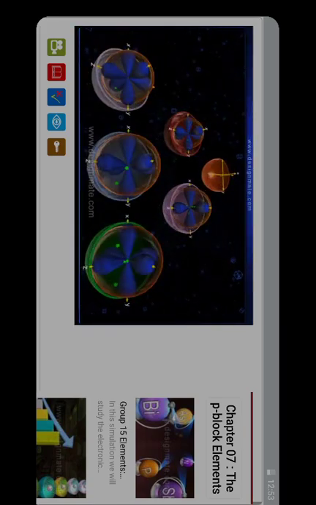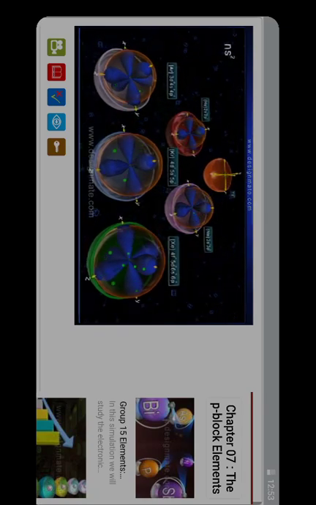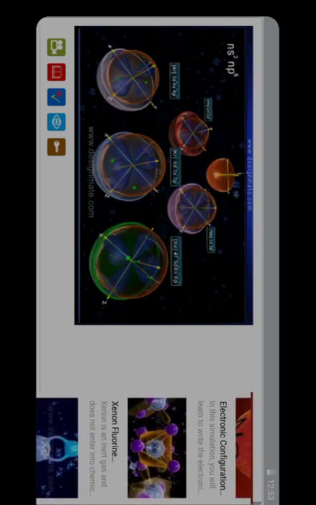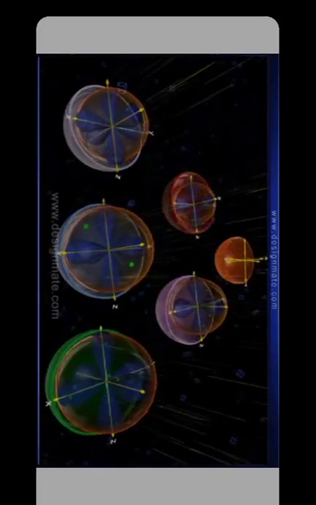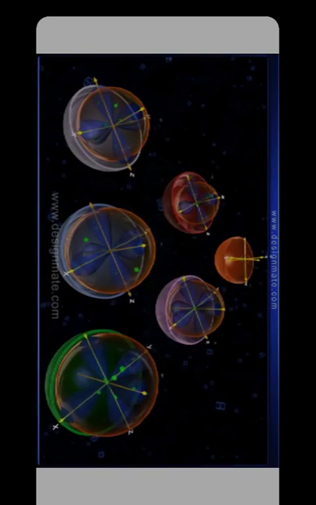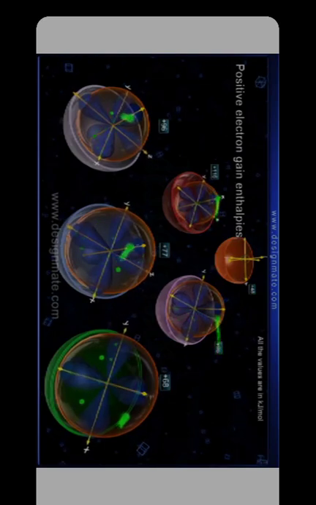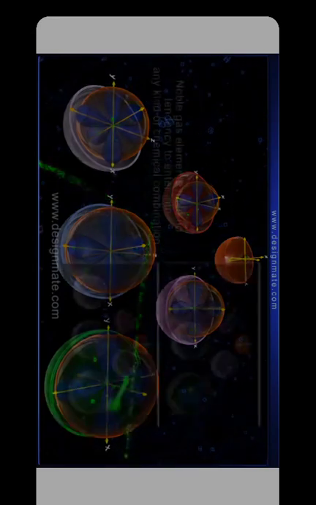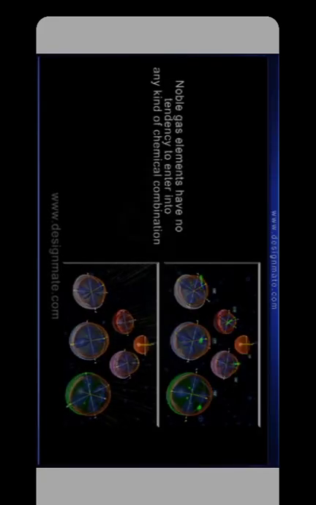As the noble gases are characterized by completely filled ns2 np6 electronic configuration in their valence shells, it requires quite a large amount of energy to remove electrons from the outermost shells of these atoms. Also, the positive values of electron gain enthalpies reveal that these atoms have almost no tendency to accept electrons. One would thus conclude that noble gas elements will not enter into any kind of chemical combination.